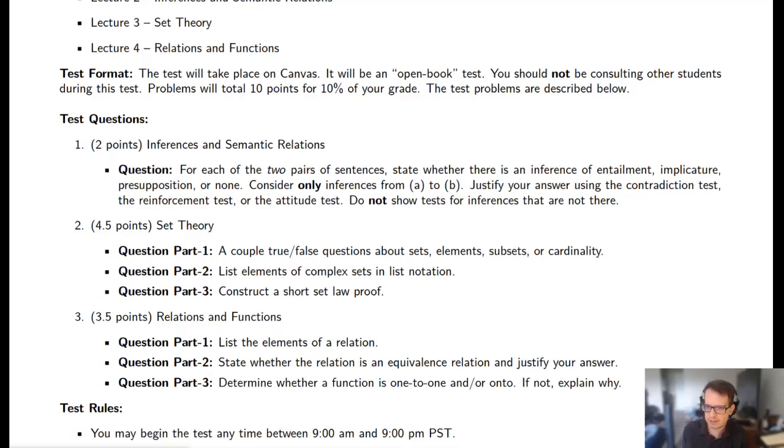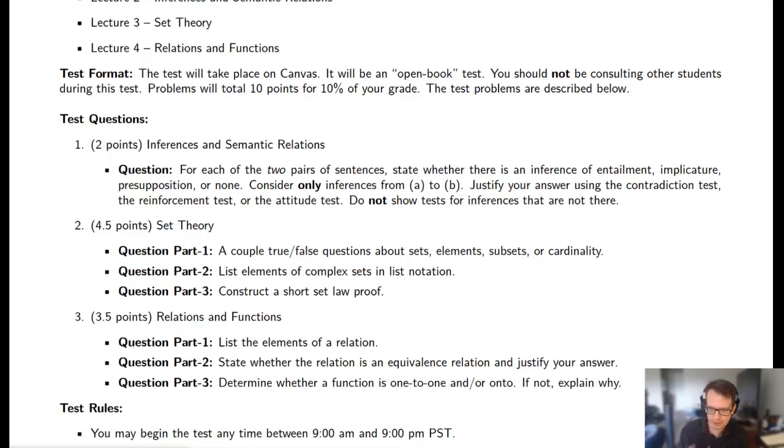So for inferences and semantic relations, there will be 2 pairs of sentences. It's either entailment, implicature, presupposition, or none. You just have to get one of them, even if there are, say, entailment and presupposition. You just have to choose one of those if there is one. And you're only doing inferences from A to B. You're not doing both ways. It's just A to B.